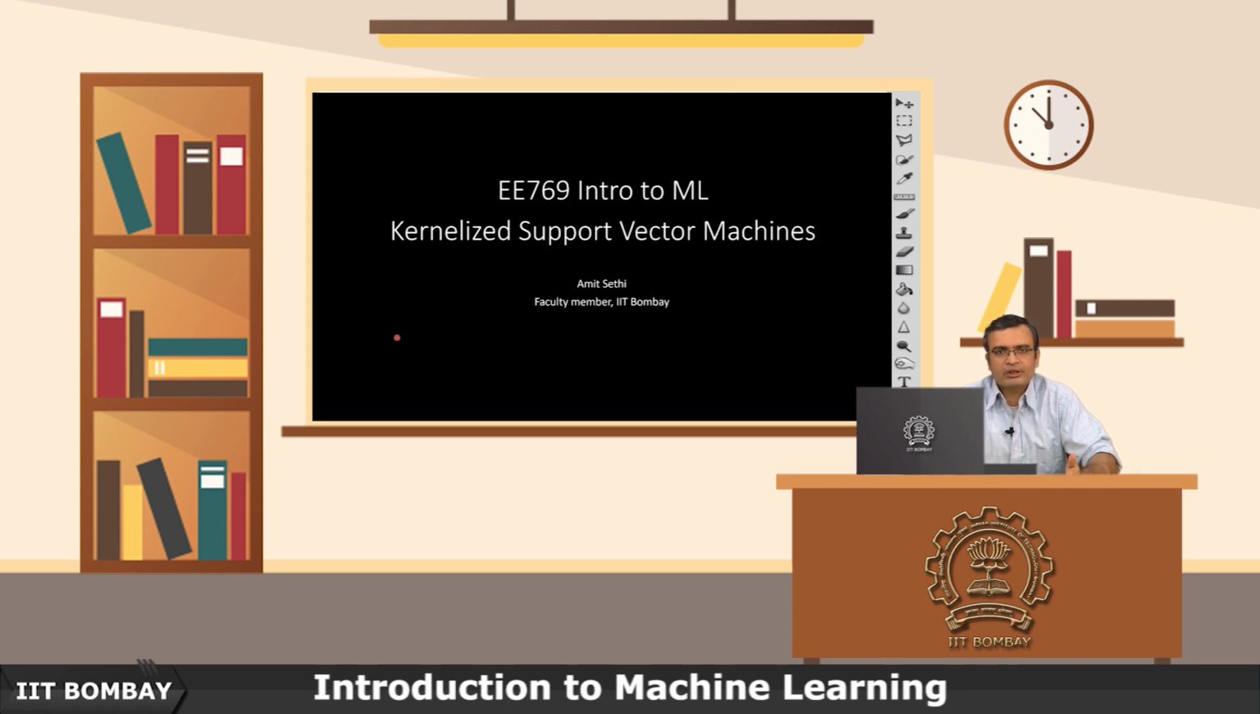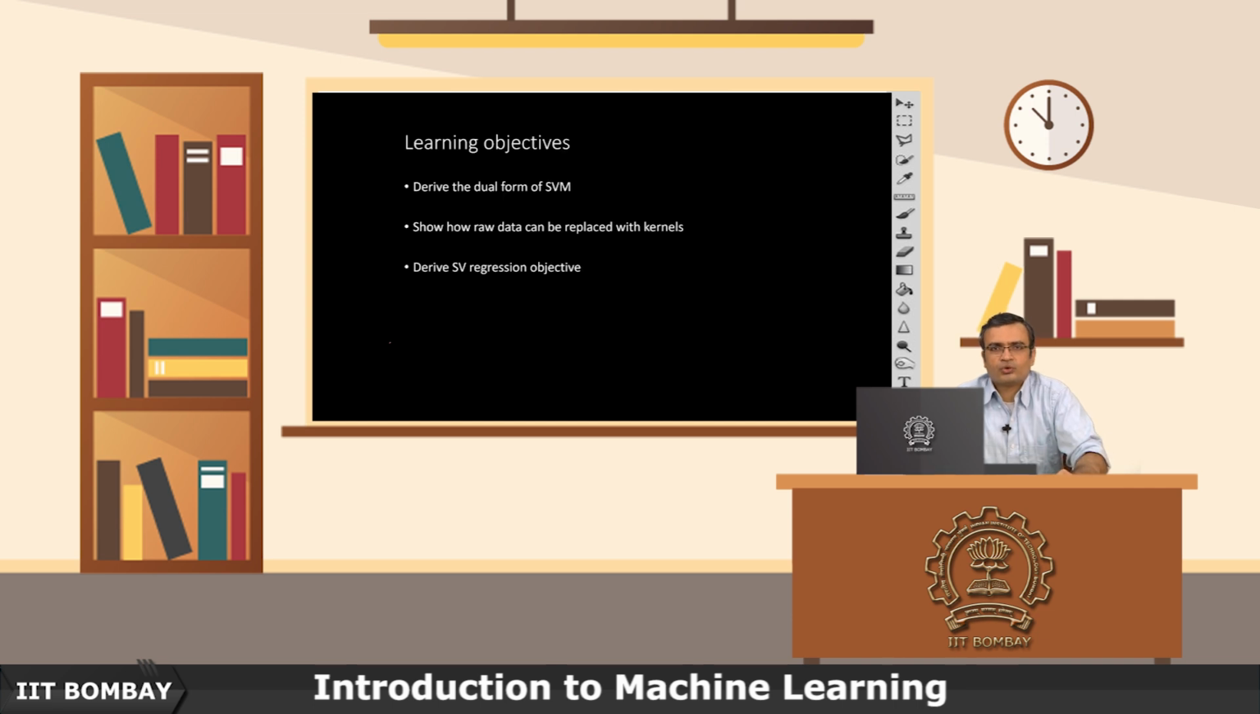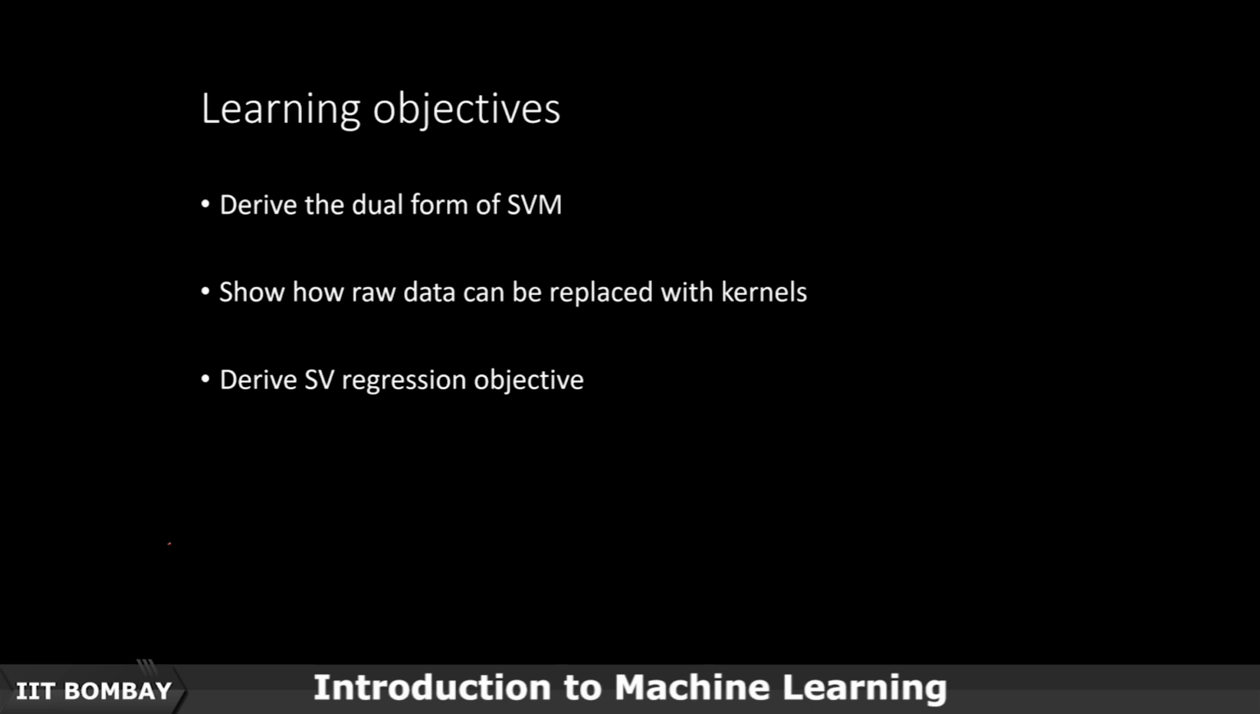But up till now we have only talked about SVM in the context of classification, binary classification. So we will also introduce support vector regression. So the learning objectives for this module are: we will derive the dual form of support vector machine, and that dual form will allow us to represent data as kernels. We will replace pairs of data points by kernels, and that will bring nonlinearity into the classification or the regression task that we are planning to do. And we will also derive support vector regression objective, which we haven't covered until now.